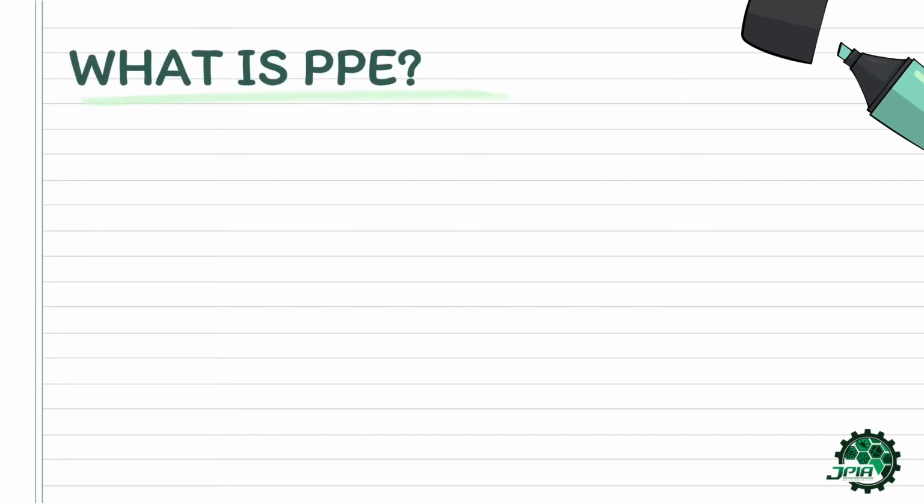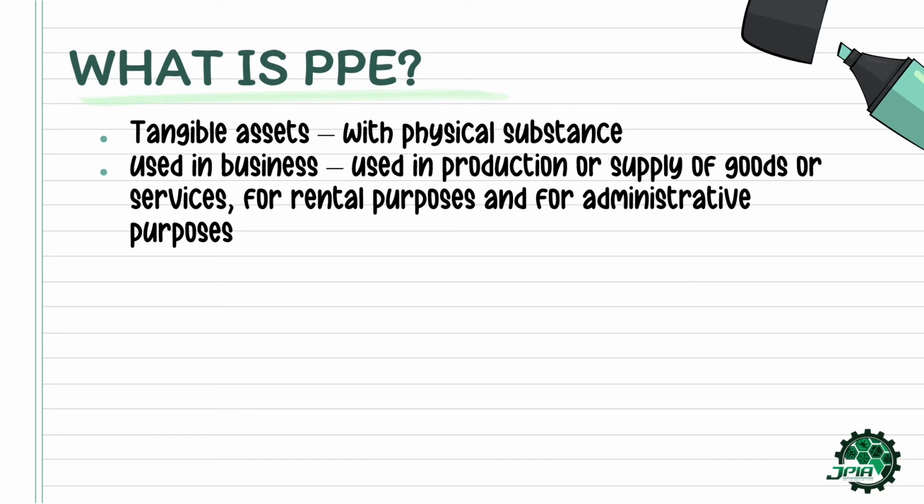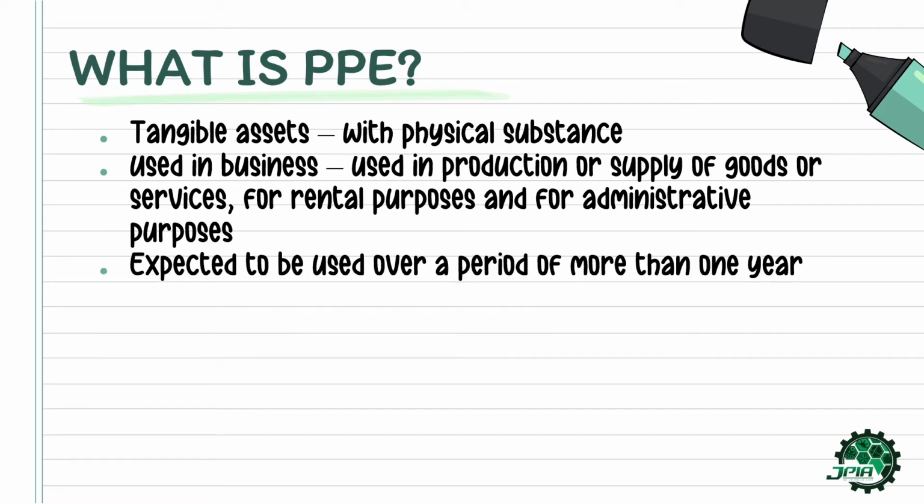So, before anything else, what is PPE? PPE is short for property, plant, and equipment. Obviously, property, plant, and equipment are tangible, meaning we can touch them. They are used in business, production or supply of goods or services, for rental purposes, and many more. And it's expected to be used over a period of more than 1 year. Crucial to know that it is more than 1 year, meaning it's a non-current asset.